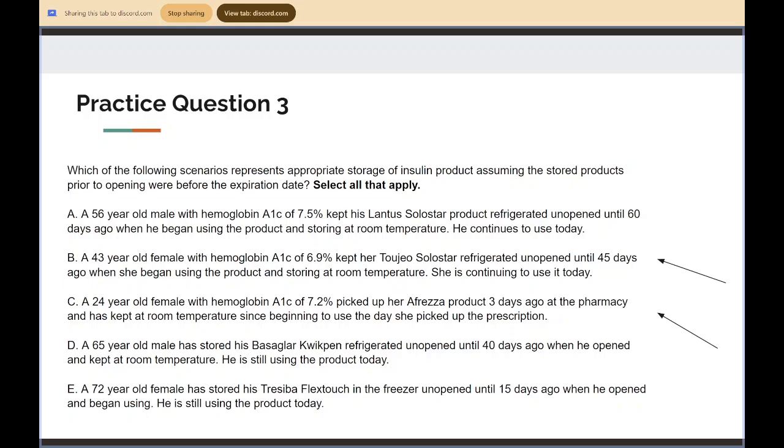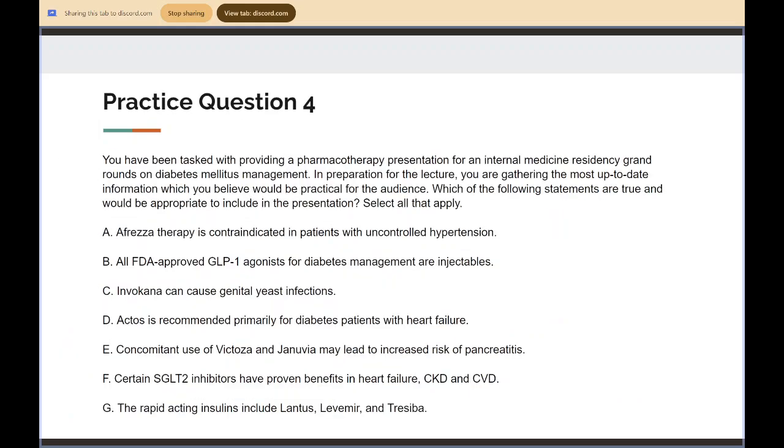Now, no one chose A, which is good. A is incorrect because room temperature is up to 28 days for Lantus SoloStar. D is similar. 28 days is the guideline for that formulation of insulin glargine. Choice E is incorrect as insulin should never be frozen. All right, so good job if you chose B and C. Let's go to practice question 4.